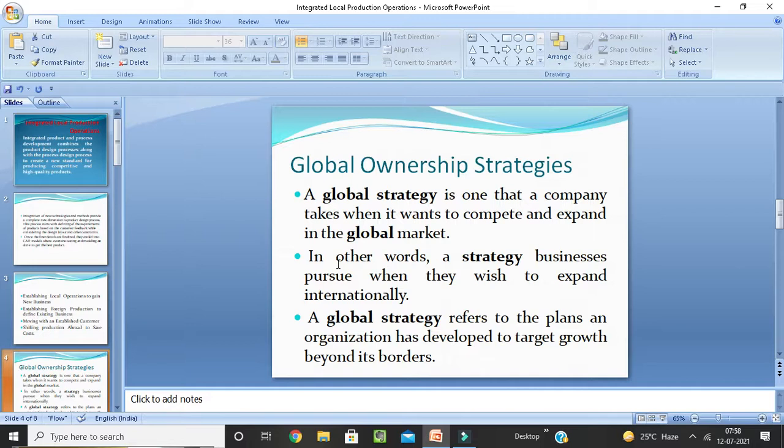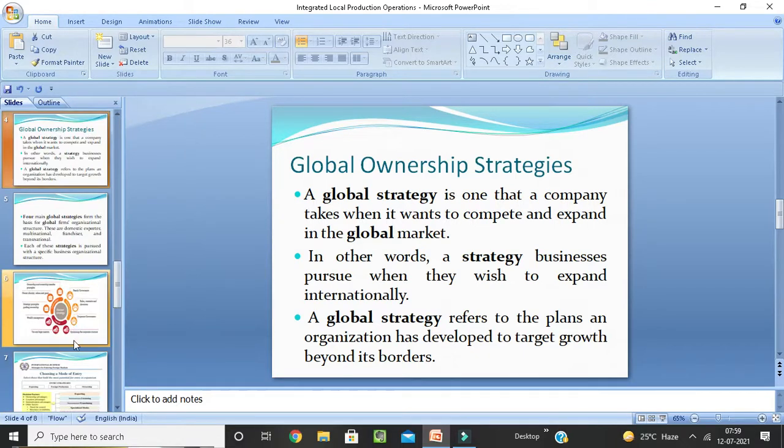So companies which enter the international market through foreign direct investment invest their money, and establish manufacturing and marketing facilities through ownership and control. So the global strategy is one that a company takes when it wants to compete and expand in the global market. In other words, it is a strategy a business pursues when it wishes to expand internationally. A global strategy refers to the plans an organization has developed to target growth beyond its border.